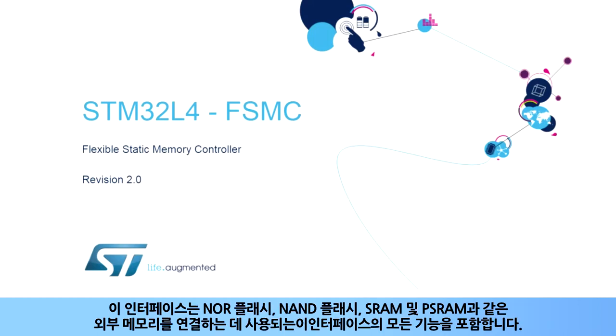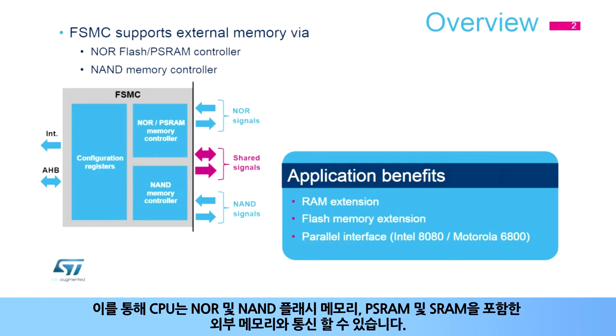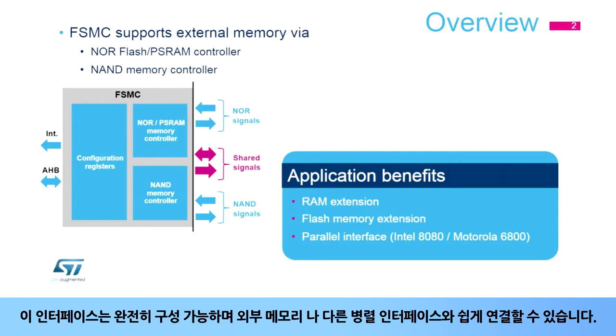It covers all features of this interface, which is used to connect external memories such as NOR Flash, NAND Flash, SRAM, and PSRAM. The FSMC controller integrated in STM32L4 products provides external memory support through two memory controllers, the NOR Flash PSRAM controller and the NAND memory controller. This enables the CPU to communicate with external memories, including NOR and NAND flash memories, PSRAM and SRAM. This interface is fully configurable, allowing easy connection with external memory or other parallel interfaces.